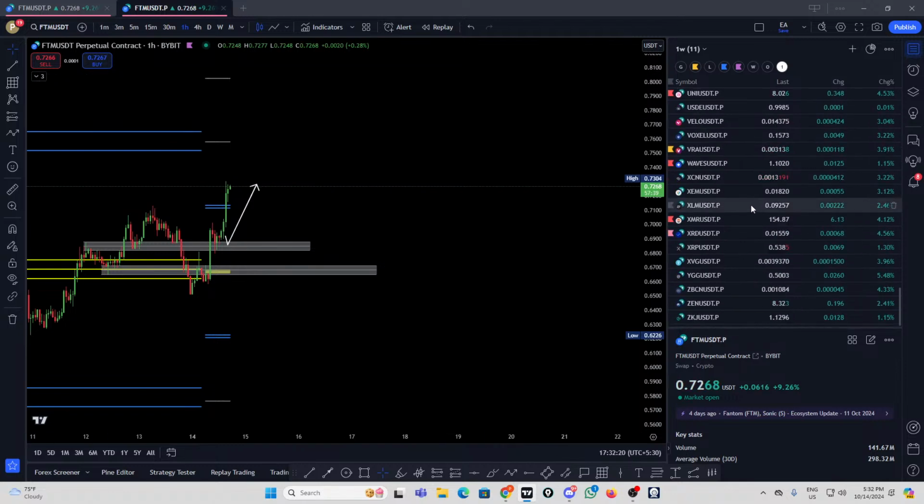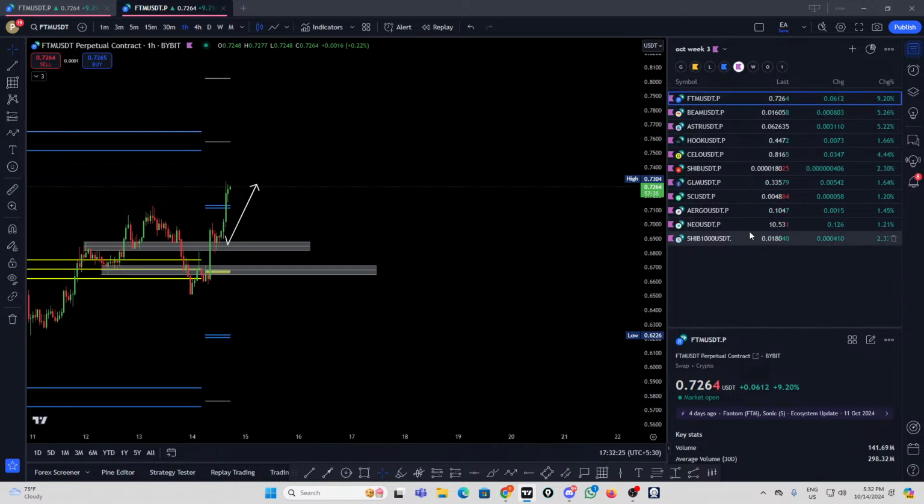So in this list, we have selected some tokens to trade this week. In these tokens, we are going to find our trade setups the entire week. All right. So first is FTM USDT.